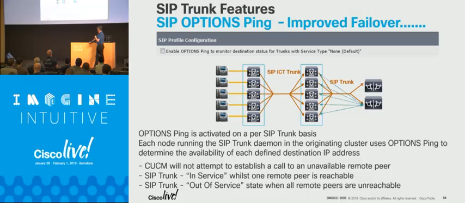With options ping, you're tracking reachability. Each of these nodes is going to ping each of these destination addresses. As long as I've got one of these nodes up, I'll keep the trunk in service. You will know if these nodes are down, and you won't send calls to ones that are down. And when all of the nodes are down, you'll take the trunk out of service. If you have multiple trunks and route lists and route groups, you can fail over to your next one. So I think always switch that on.